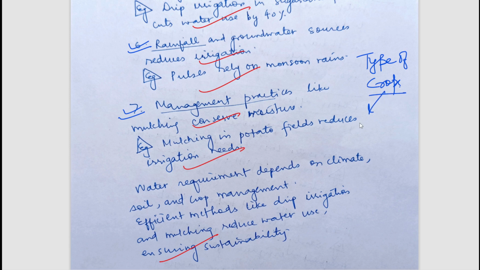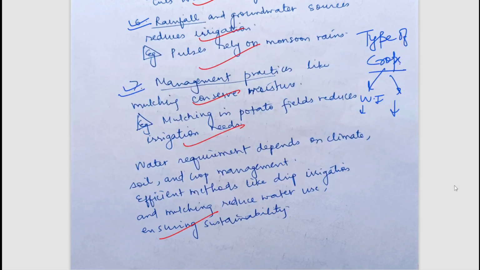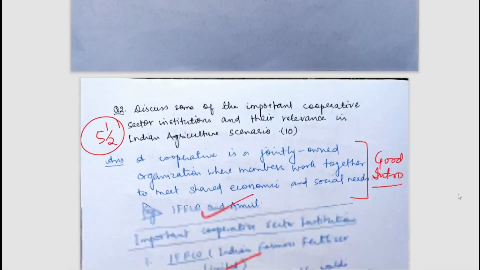Okay, either the crop is water intensive, more water intensive, or less water intensive. For example, rice is a water intensive crop. Some crops such as millets are less water intensive crops. So all these things can be added also. So, well written answer. Now let's move to the second question.